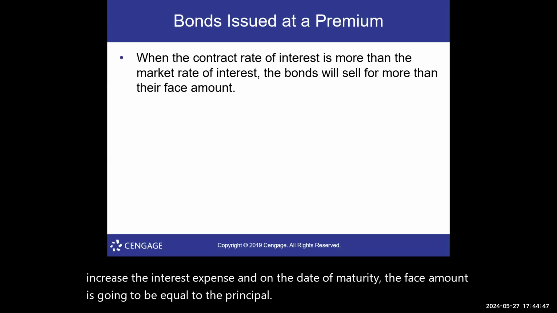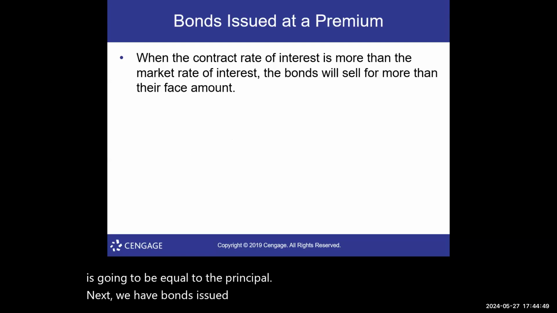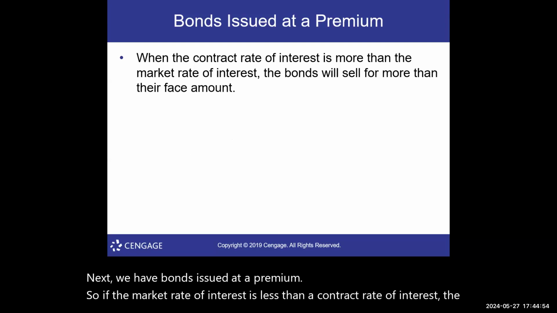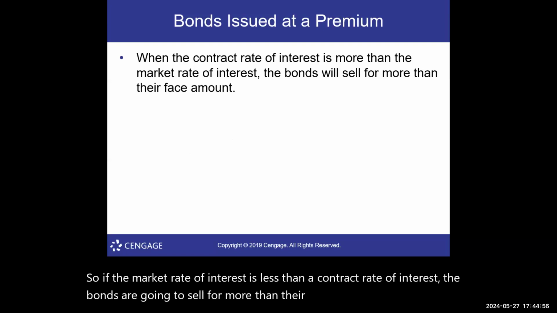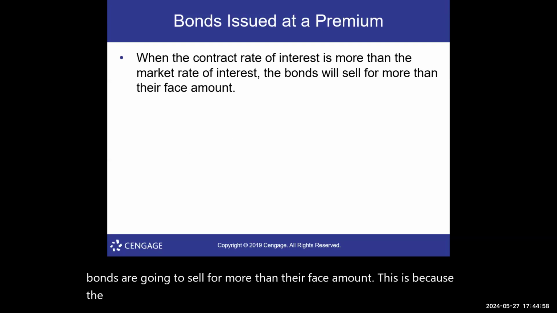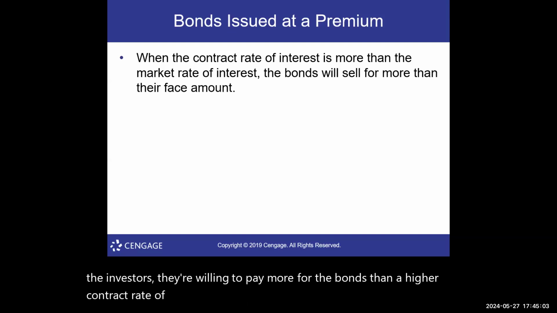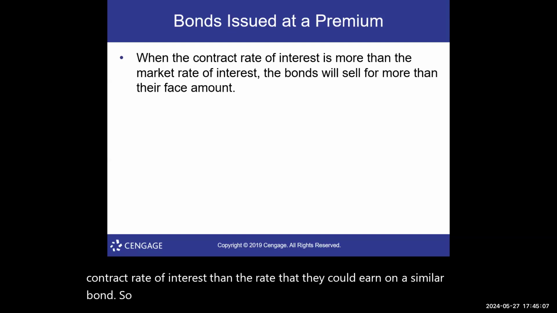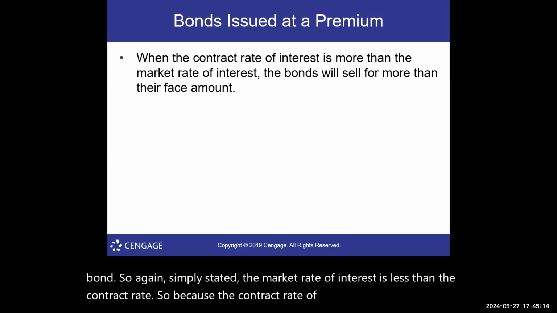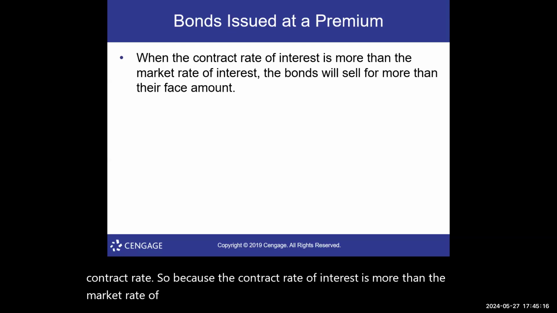Next, we have bonds issued at a premium. If the market rate of interest is less than the contract rate of interest, the bonds are going to sell for more than their face amount. This is because the investors are willing to pay more for the bonds with a higher contract rate of interest than the rate that they could earn on a similar bond. So again, simply stated, the market rate of interest is less than the contract rate. Because the contract rate of interest is more than the market rate of interest, the bonds are going to sell for more than their face amount.